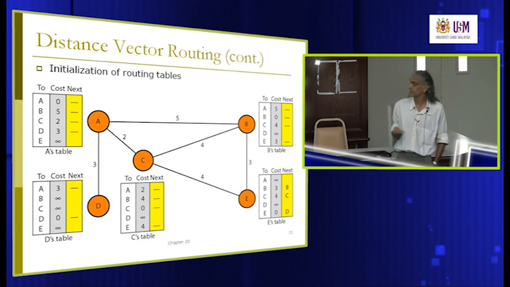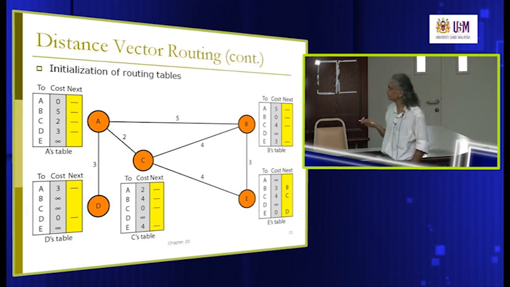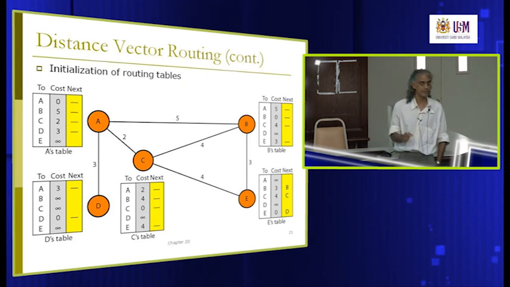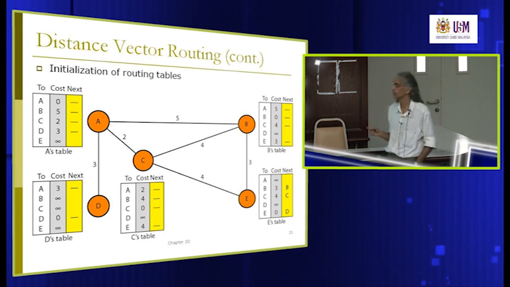Same thing for D. D only knows how to go from D to A, so it has the cost. And for the rest, the other nodes, I do not know how to go yet, so I put infinity first. So the first step of initialization of routing tables is that you find out the cost to the nearest neighbors and put it in the table. Those that are not the nearest, you put as infinity first. That's the first step.